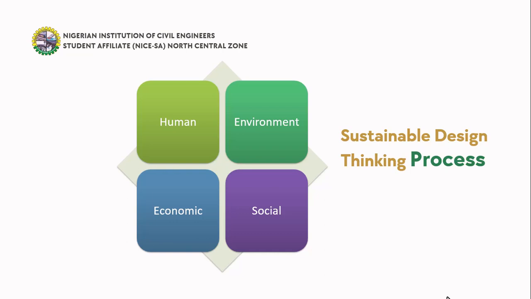It's so sad that if you go to the urban regions now, it's very obvious that we employ foreign styles in our structures. So what happens to our culture? What happens to our history? What happens to our cultural heritage? This is where social comes in. So these are the pillars, the approach to the sustainable design thinking process in structural engineering.